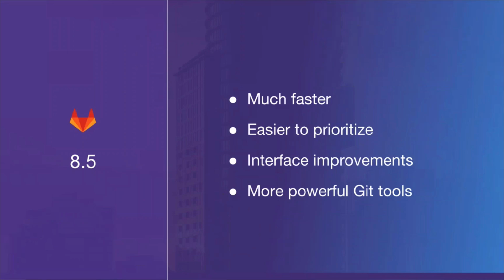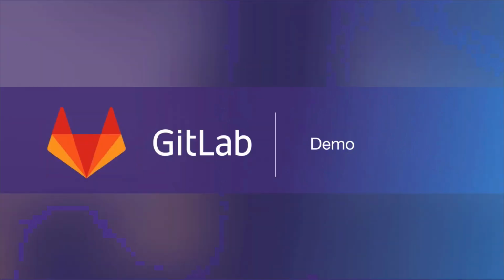Some of the things we did: we made GitLab a lot faster. It's noticeably faster for every single person. Whether you have a small instance or a big instance, GitLab is faster. This is something we've worked on for the past few months, and we're pretty proud of what we've done in this release. We've also made it easier to prioritize what is important, how you can get started working, and what you should focus on. We improved the interface, and we added some cool new powerful Git tools to this release. So let's not wait any longer, and I'm just going to show you some of the new features.